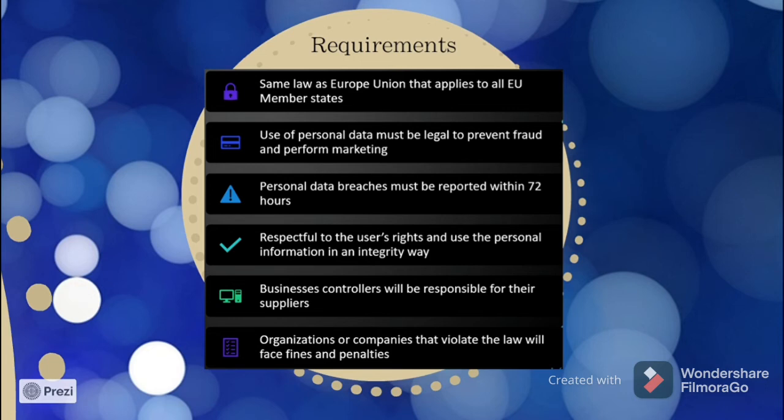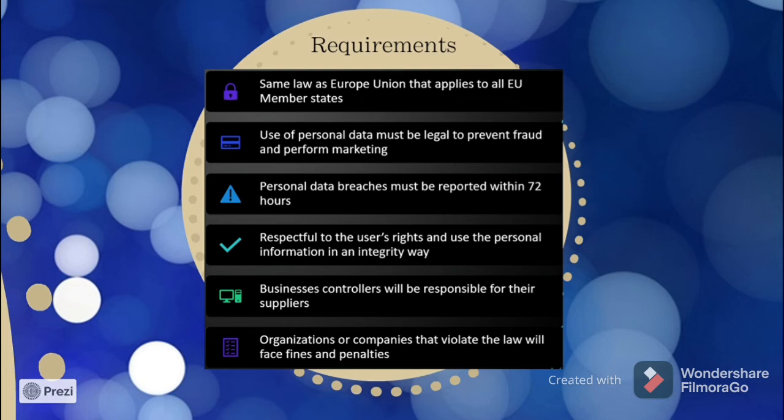Next is respecting users' rights and using personal information with integrity. Respecting the user's rights means that the user has the right to know if their information has leaked, and using personal information with integrity means that all the information collected must have a reason. They are not allowed to collect data with the excuse of just in case. The fifth requirement is that business controllers will be responsible for their suppliers. Based on the new law, controllers must be responsible for ensuring that their suppliers follow the data protection law.